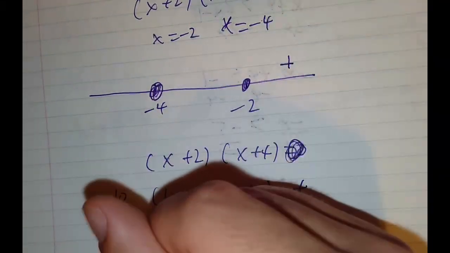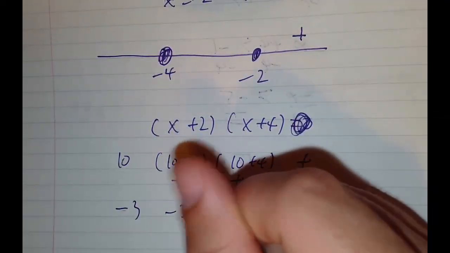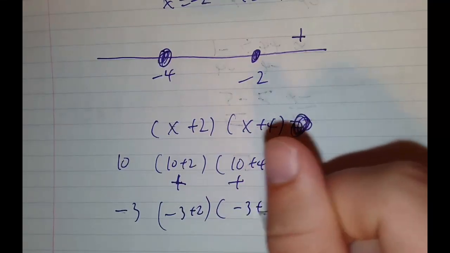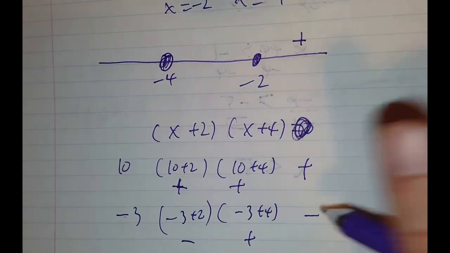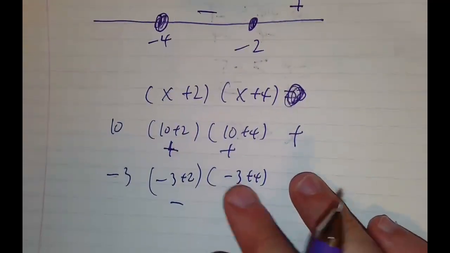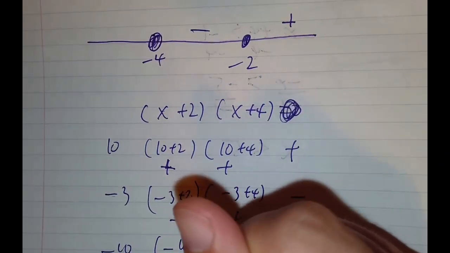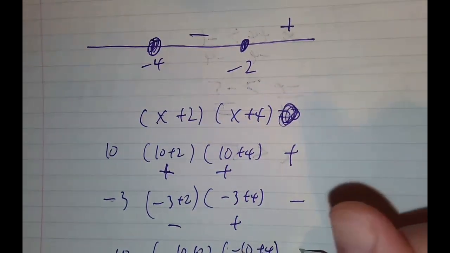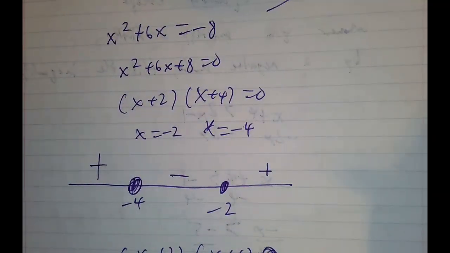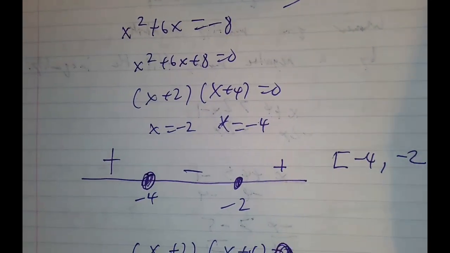If you tested like a -3, because that's between -4 and -2, you're going to get -3 plus 2 and -3 plus 4. So negative times a positive is a negative, so this would be negative. And then last one is just like do -10, right? -10 plus 2 and -10 plus 4. You can see where this is going. It's negative times negative, it's going to be positive. So put a plus here. So where is this less than or equal to -8? It would be from -4 to -2. That would be your answer.